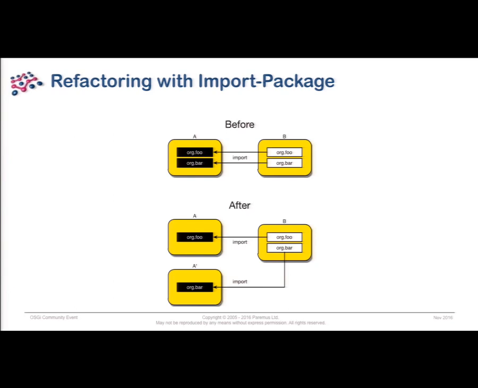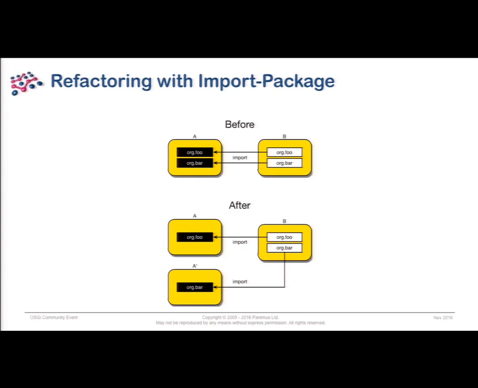For example, I can't refactor with require bundle. This is what I want to do if I want to refactor and I've used import package. So I've got two bundles here. B is importing two packages from A. And then I want to do an operation on A. So somebody comes along and says, look, these two things are not really directly related. We should separate them out. So we separate them into two different bundles, A and A prime. B continues to work because it's still importing those packages in the same way, but from different places now.